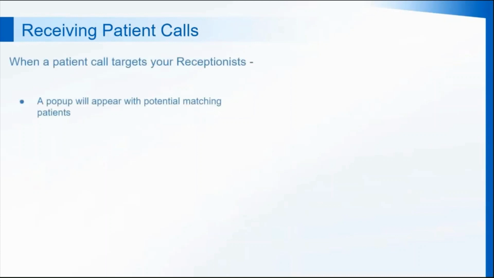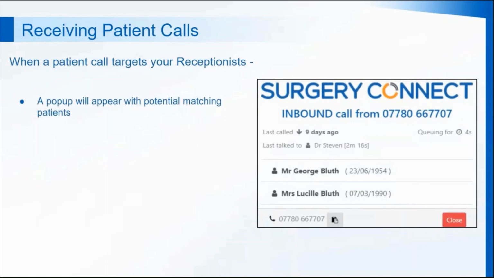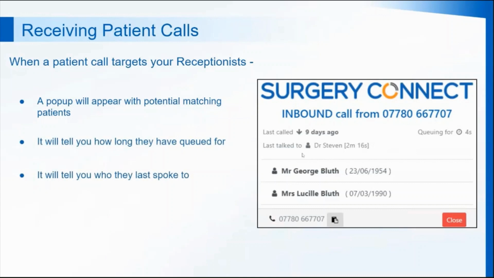When a patient call comes through, Surgery Connect will contact your clinical database to see if you have any patients matching the inbound calling number. If it does, when you answer a call, you will be asked if you want to move over into that patient's record in your clinical database. If the system finds more than one patient, it will bring up a pop-up on your screen that looks like this. It's normally in the bottom right-hand corner of the screen and will show the inbound calling number that Surgery Connect has checked against the clinical database. We also know that this number dialed in last 9 days ago, and when they spoke to somebody, spoke to Dr.